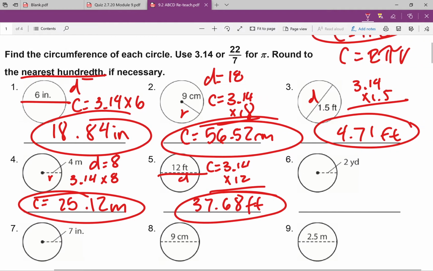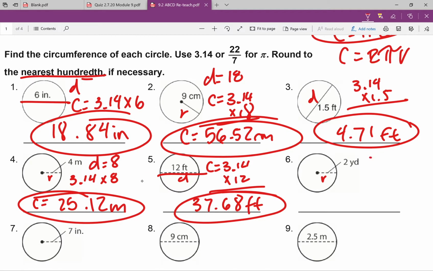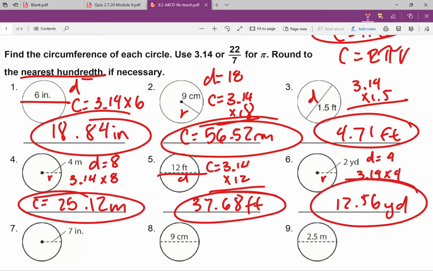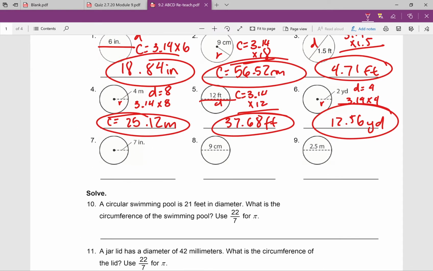That's my answer. Next one, that's my radius, so my diameter has to be 4. So 3.14 times 4 gives me 12.56, and these are yards. That's my answer. That's my circumference. Next one, this is the radius, so my diameter is double that, 14 times pi. 14 times 3.14 gives me 43.96. These are inches. That's my circumference.